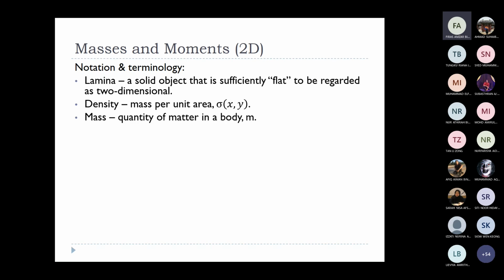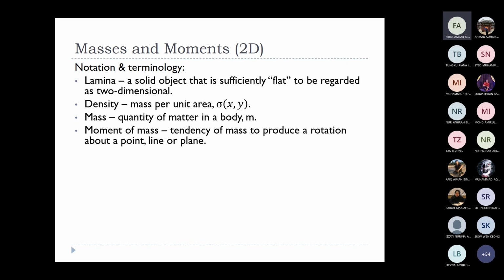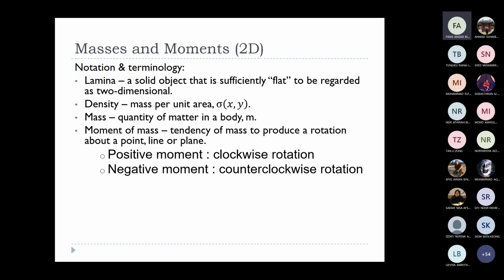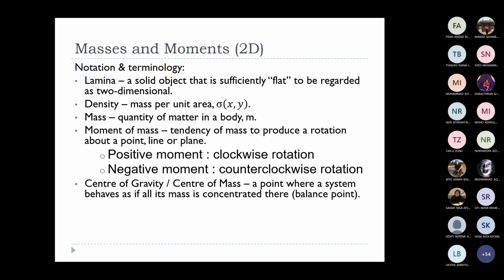And mass is the quantity of matter in a body. Mass adalah jisim. So semua tahulah kan what is jisim. So moment of mass is the tendency of mass to produce a rotation about a point, a line or a plane. Okay. And from here, positive moments, we will have a clockwise rotation, and negative moments, we will have counterclockwise rotation.